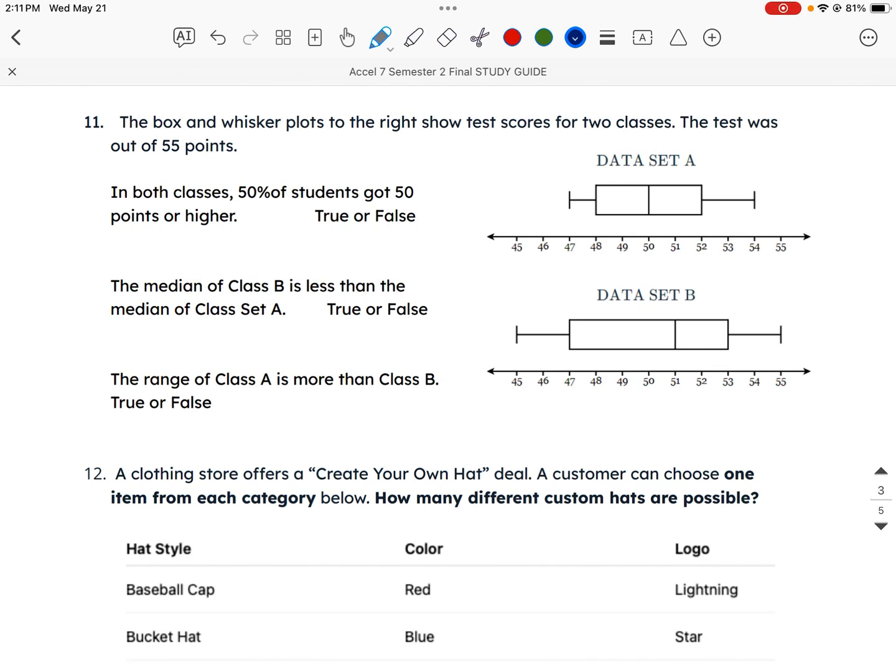The box and whisker plot to the right shows test scores for 2 classes. The test was out of 55 points. We're doing true and false questions for each of these data sets, so let's take a look. In both classes, 50% of the students got 50 points or higher.